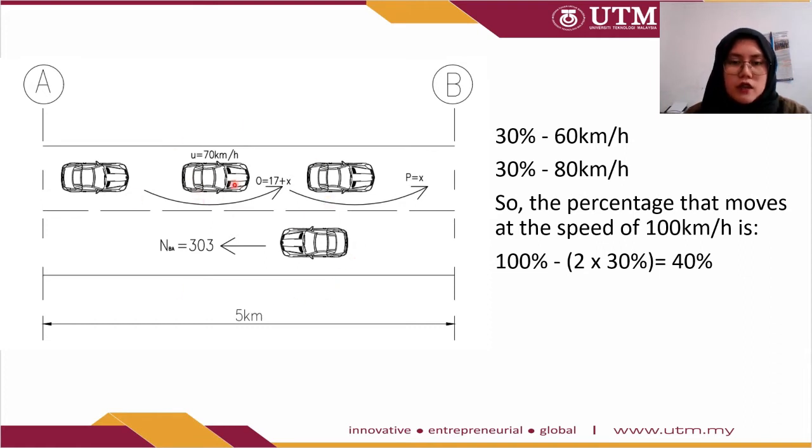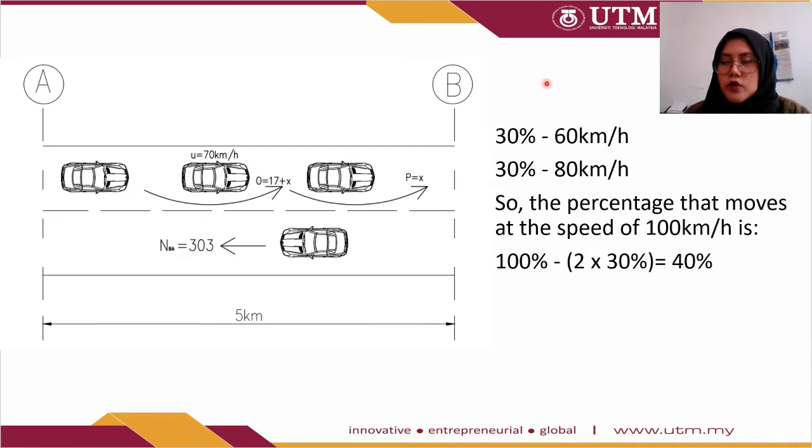This is the observer vehicle that travels at a constant speed of 70 km per hour. The question said that the observer vehicle is overtaken by 17 vehicles more than the number it overtakes. So let's say P, the number it overtakes, is X, the variable that we don't know. And so the number of vehicles that overtake this observer vehicle would be 17 plus X. And N_BA here is the number of vehicles in the opposite direction, which is 303.